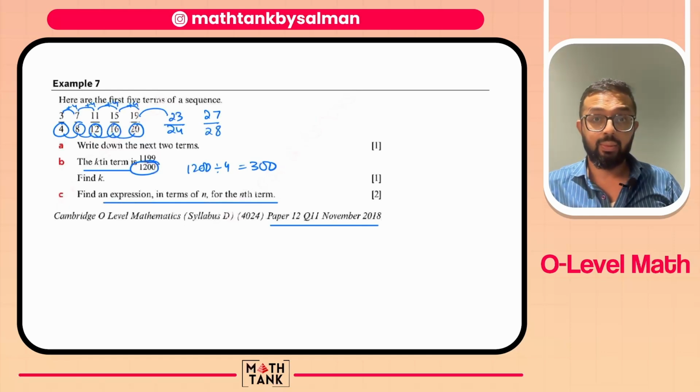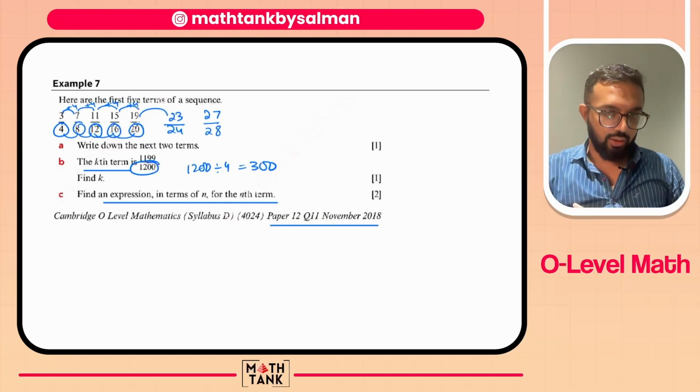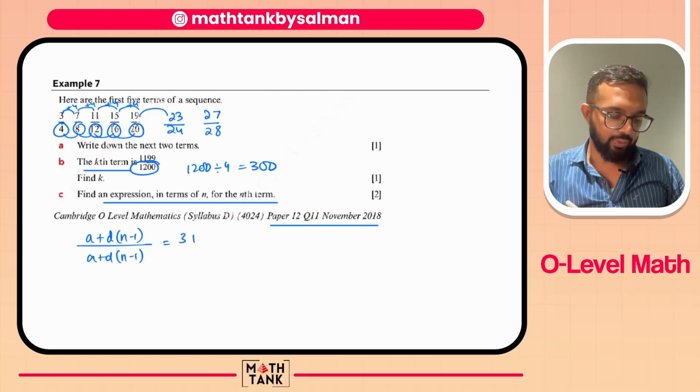Find an expression in terms of n for the nth term. So there's going to be a separate expression for the numerator and a separate expression for the denominator. Okay, what am I going to have in the numerator? I'm going to have a plus d times n minus 1, divided by a plus d times n minus 1. What is the first term? 3. What is the common difference? 4.